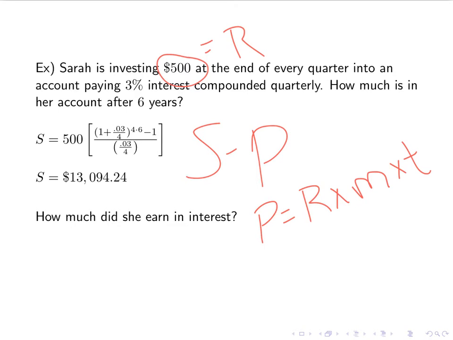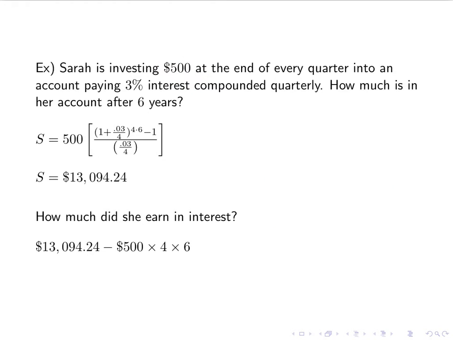So if I'm putting $500 into an account every quarter for 6 years, I need to multiply that 500 by M, the number of quarters in a year, and then multiply by T, the number of years. So I have my S minus 500 times 4 for quarters times 6 for years. So that's $13,094.24 minus $12,000 gives me interest of $1,094.24. So you have this extra step here in order to figure out P.